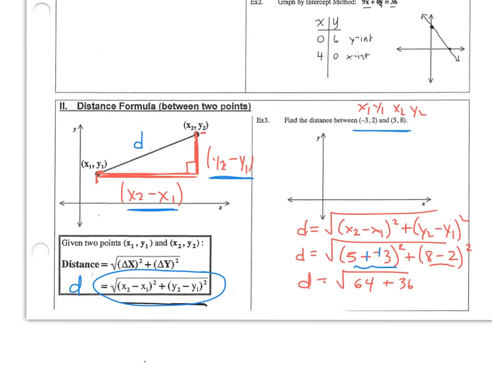And I'm basically following order of operations. I'm doing inside parentheses first, then I'm doing my exponents. Now I'm going to add them together, and I'm going to get the square root of 100. And when I take the square root of 100, I get d is equal to 10. Okay, so it comes down to just knowing our formula and following order of operations. All right, flip on to the second page.